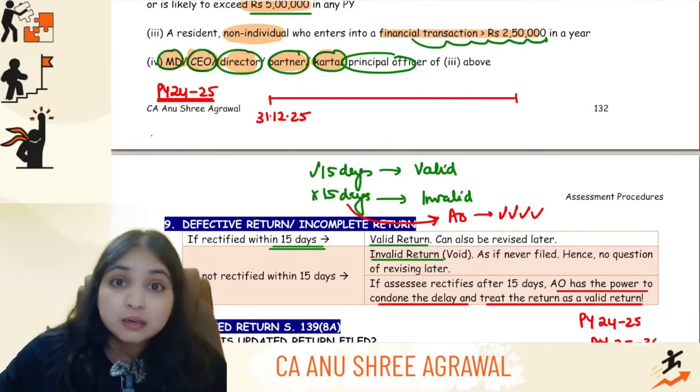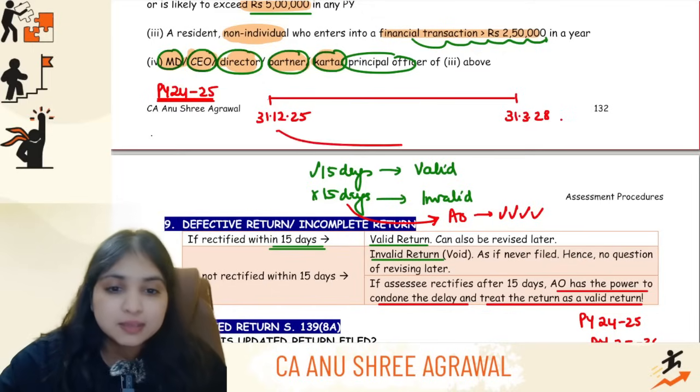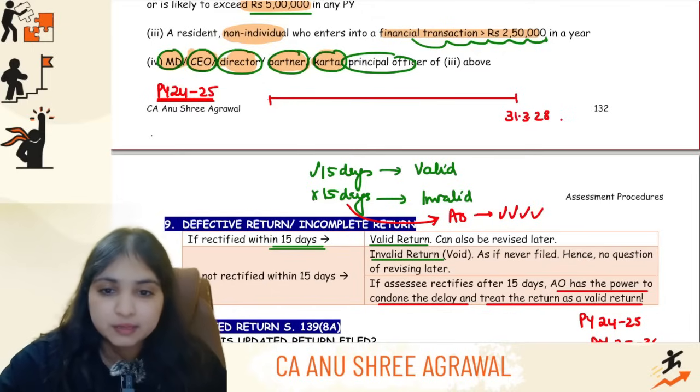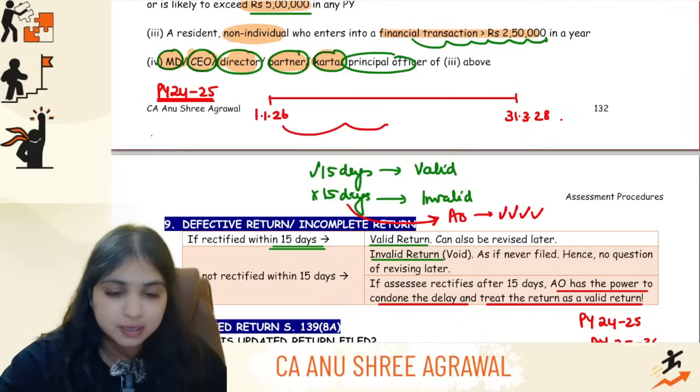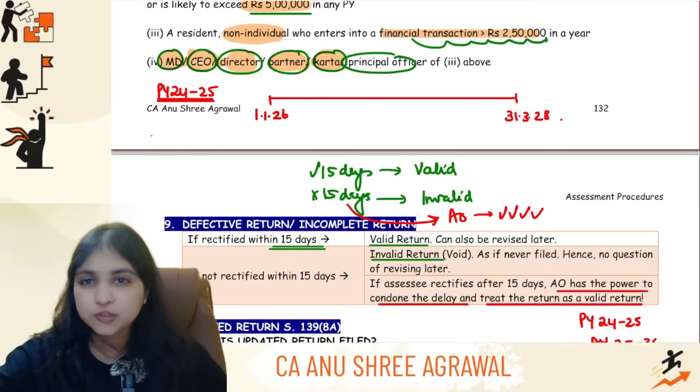You can file an updated return till when? Till 31st March 2028, right guys? So in this period, after 31st December 2025, which means 1st January 2026 onwards till 31st March 2028, if you want to file the return, the only option is the updated return.